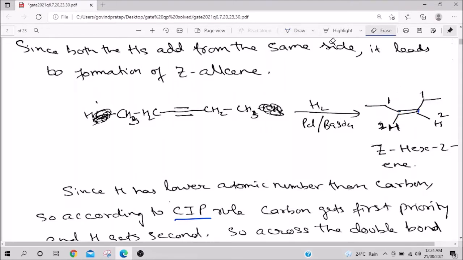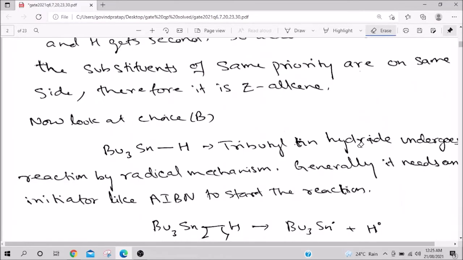Let's look here. On this carbon, the first substituent is hydrogen, and here the first bond leads to carbon. We just see the atomic number, going bond by bond. The first bond itself differentiates: this is hydrogen, this is carbon. Carbon has the higher atomic number, so it gets first preference, and hydrogen gets second preference. Similarly, going here, first carbon and then hydrogen. Now you see the same-priority substituents are on the same side, so it is called together, and it is Z. If they were opposite, they would be called across, that is E.